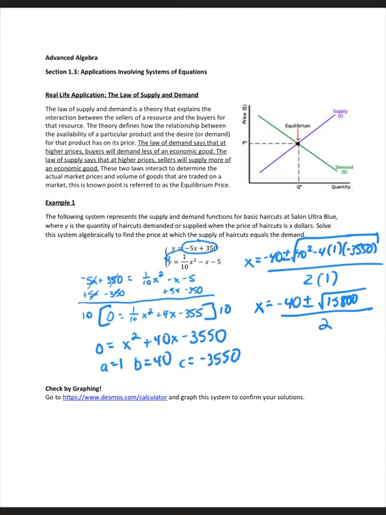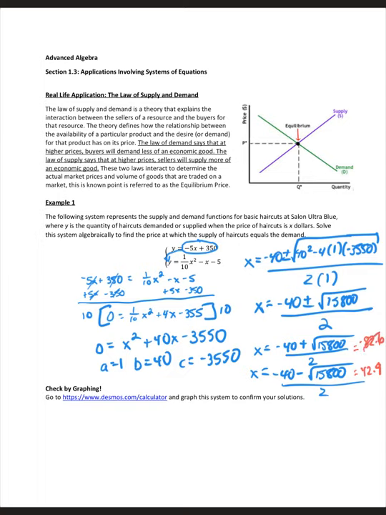And then I'll type this in my calculator. So I'll have negative 40 plus the square root of 15,800 over 2, and x equals negative 40 minus the square root of 15,800 all over 2. And I get two answers, negative 82.6 as well as 42.9.